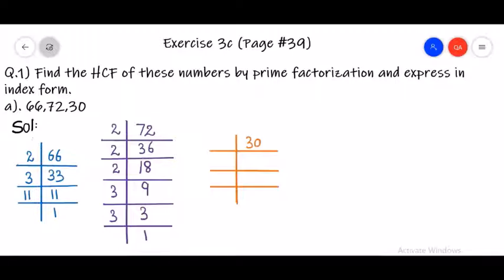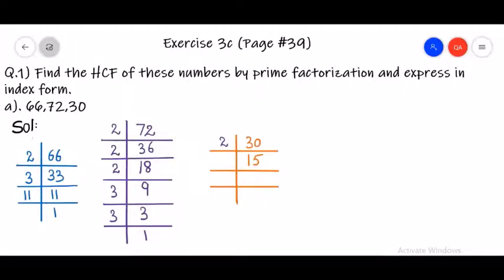After that we will factorize 30. Now 30 is an even number because this number has 0 in its units place. So we will write 2 over here. So 2 ones are 2 and 2 fives are 10.